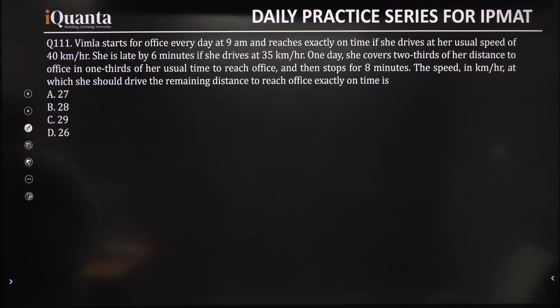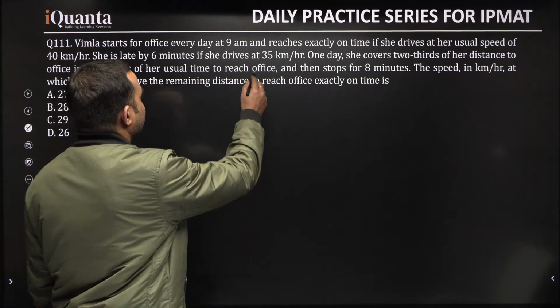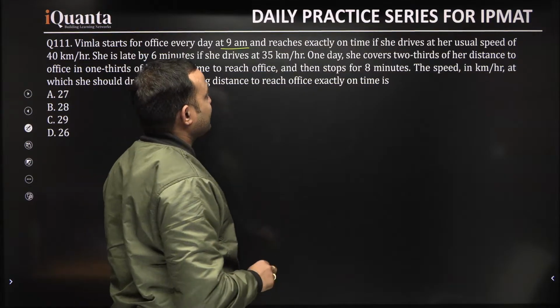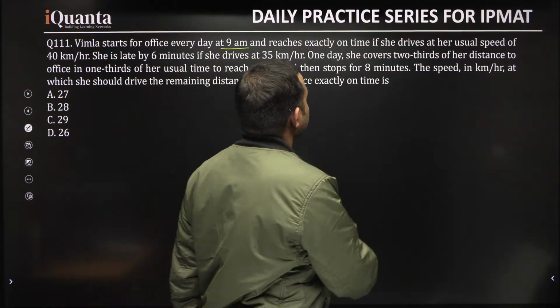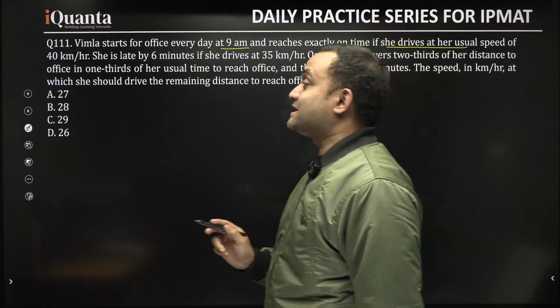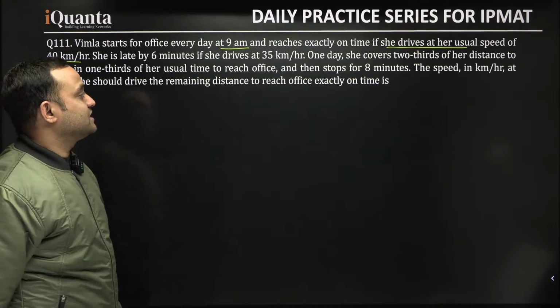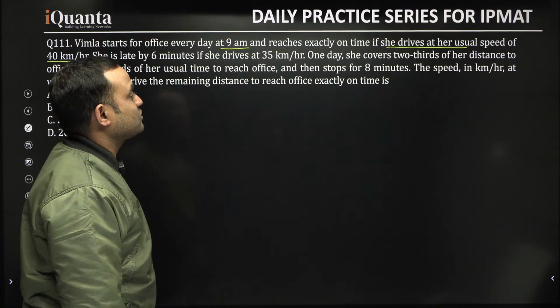So what's the answer for this question? Any answer, guys? Vimla starts for office every day at 9 a.m. and reaches exactly on time if she drives at her usual speed of 40 km per hour. She is late by 6 minutes if she drives at 35 km per hour.